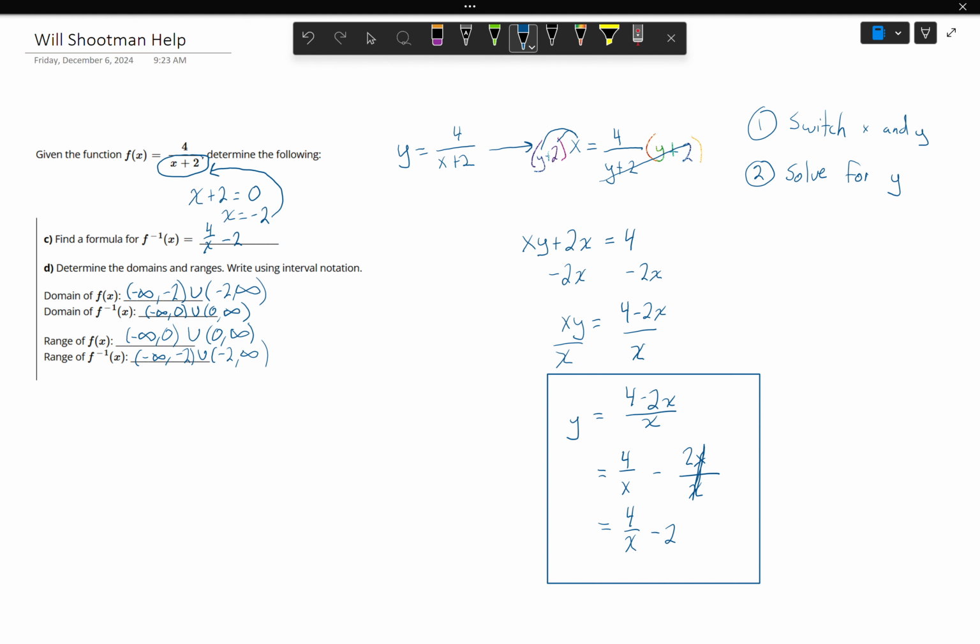So the big thing I want you to take from this is an inverse means switch x and y. Everything else is a consequence of that. Hope that helps.